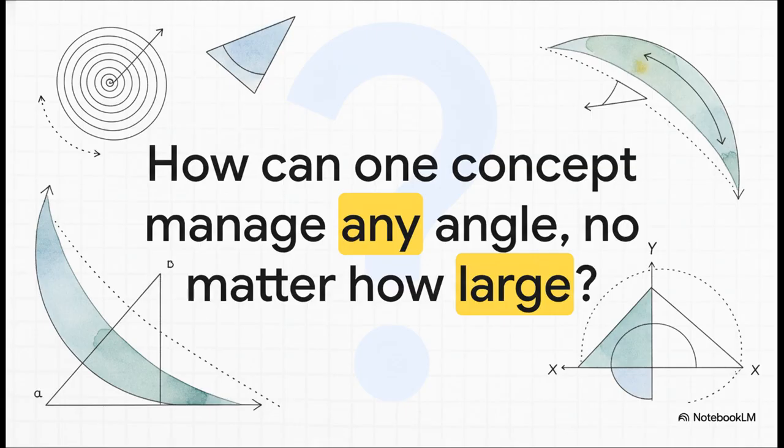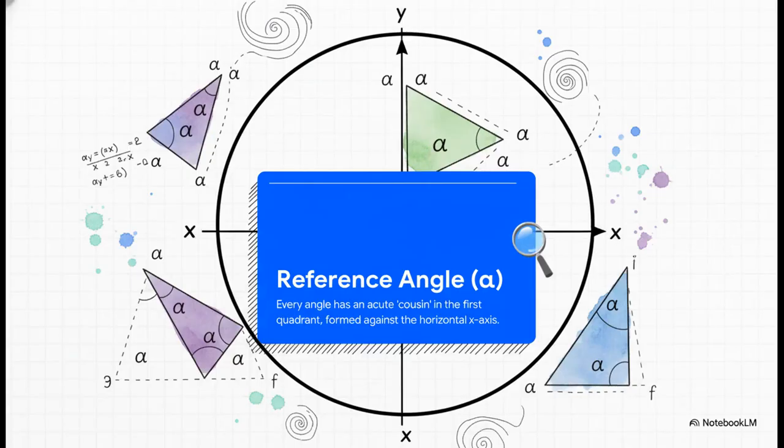So that brings us to the big question for this explainer. How can just one simple concept wrangle any angle you can think of, no matter how huge or tiny it is? The answer is really elegant, and I promise it's going to make your life in trigonometry so much easier. And the solution is the reference angle.